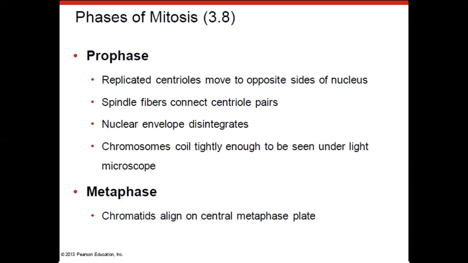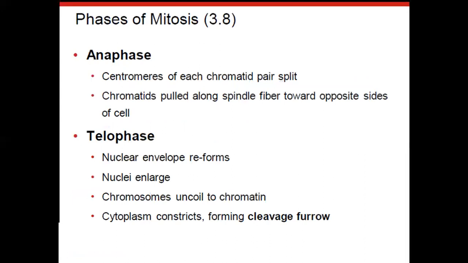When prophase is complete, metaphase occurs, and the chromatids align at the center. It's called the metaphase plate, the center of the cell. The next phase, and I'll show you this on a figure, and we'll go over it again, the third phase is anaphase. So as centromeres, not centrioles, of each chromatid pair split. The centromere is basically what holds a chromatid to another chromatid. And two chromatids are part of a chromosome held together at this centromere.